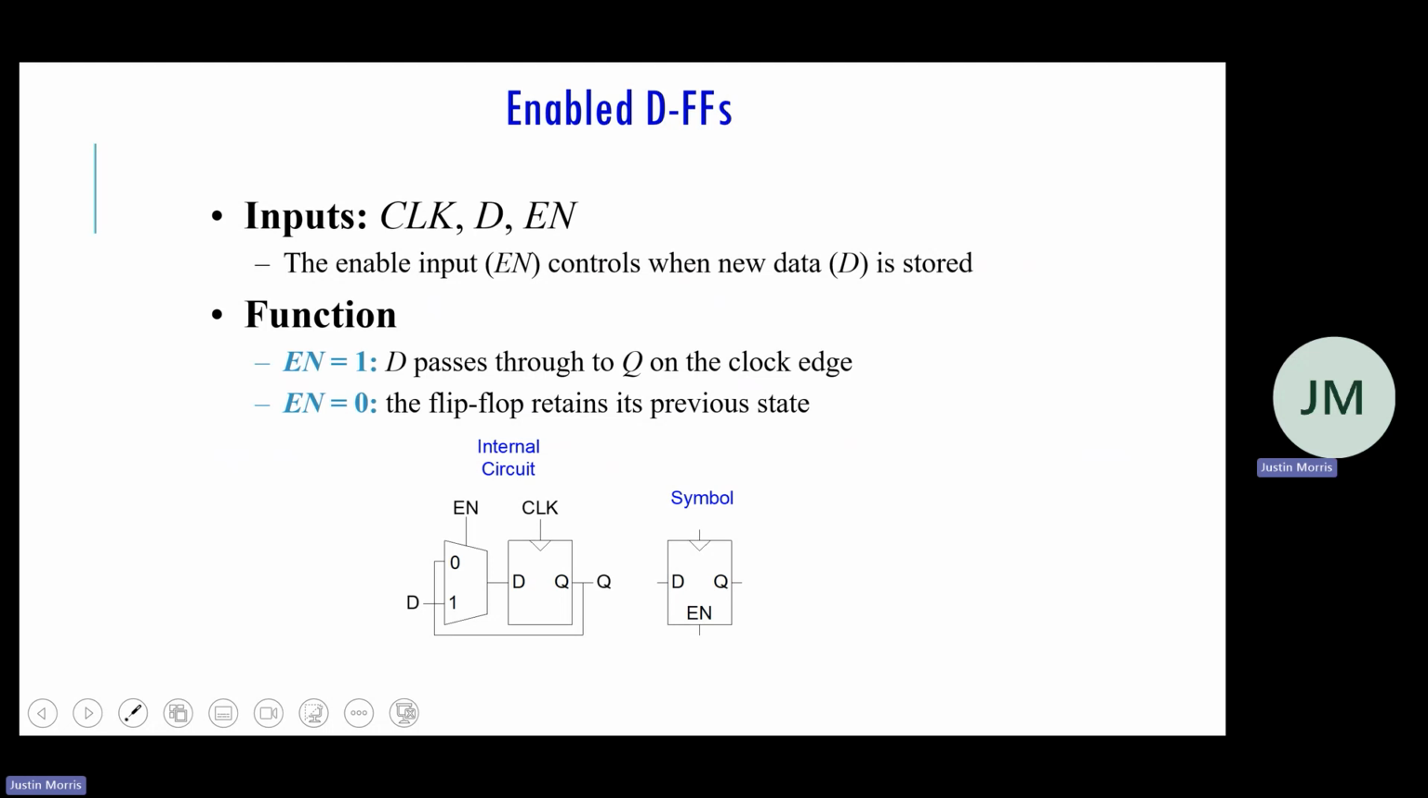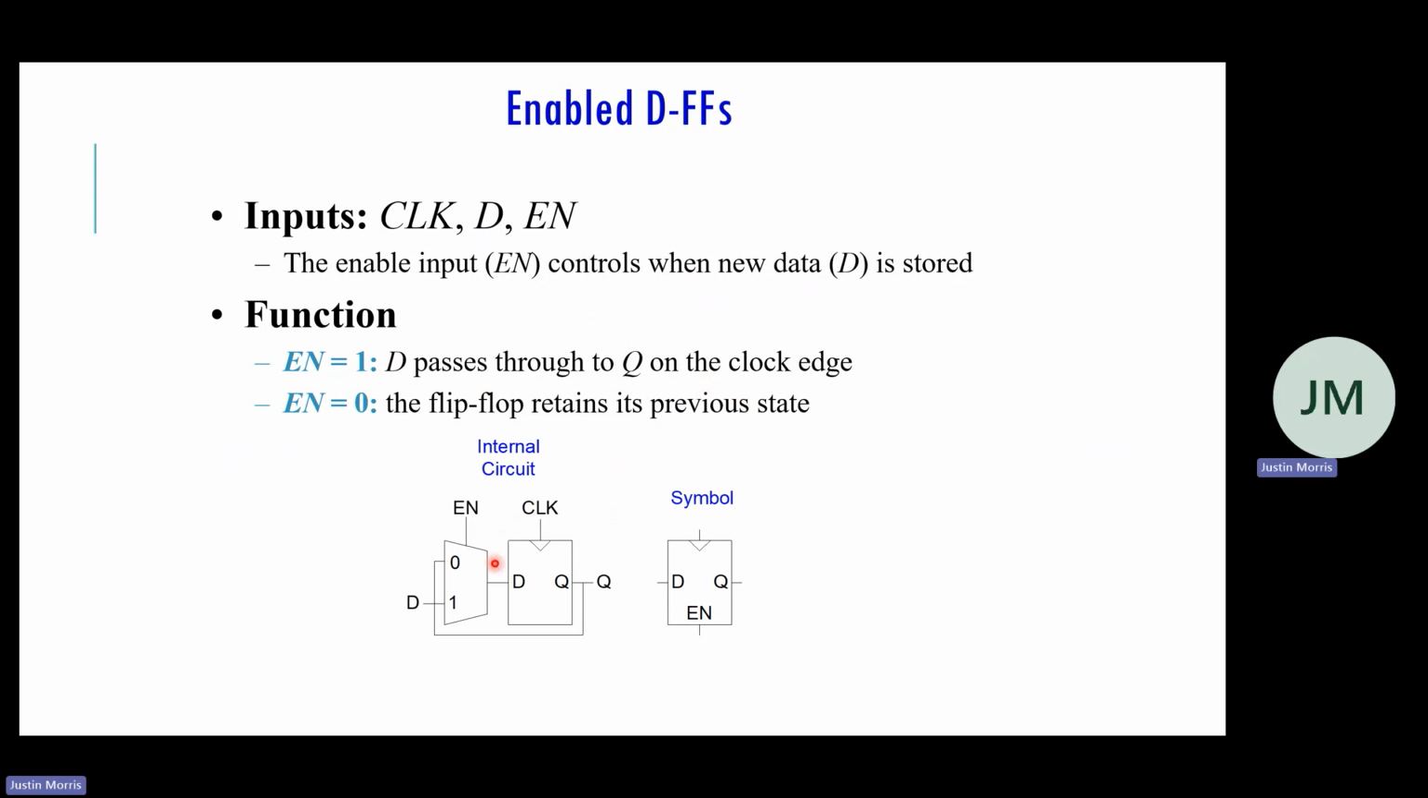Right. So the other thing is sometimes we may want to have the flip-flop enabled or disabled. Maybe we don't always want to capture the inputs every single clock cycle. We might want to store for more than one clock cycle. So to do that, we can add an enable signal. Now we have clock, D, and enable. The enable controls when new data is stored. So basically, if enable is 1, we let D pass through to Q. But if enable is 0, then the flip-flop retains its previous state.